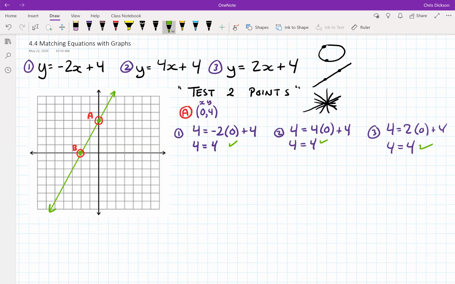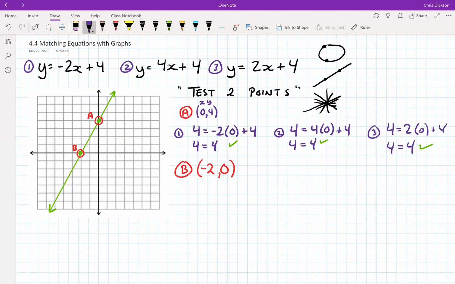But if I pick a second point, then there's no way these 3 equations can go through 2 points unless they're the same equation. These equations look quite different to me. So now I'm going to use point B here. Point B is an x-intercept, so I know the y value is 0 at an x-intercept. That's the rule. And I know that I'm plugging in -2 for the x value.